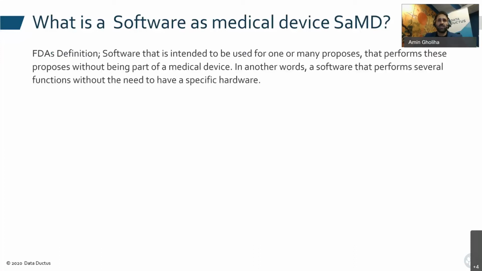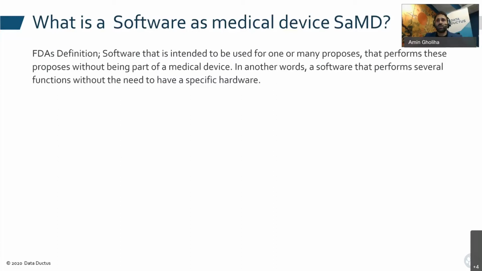FDA's definition is that software intended to be used for one or many purposes performs these purposes without being part of a medical device. In other words, software that performs several functions without the need for specific hardware. And during this lecture, when we are talking about software or cloud, we are implicitly talking about this definition, software as a medical device. But of course, it all depends on your intended use for the device.